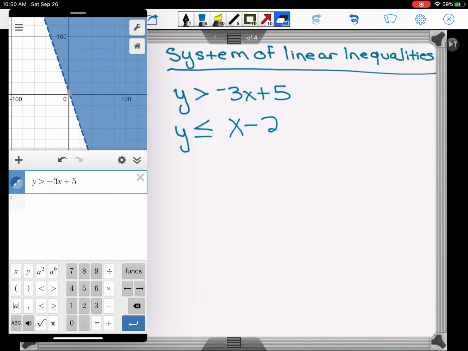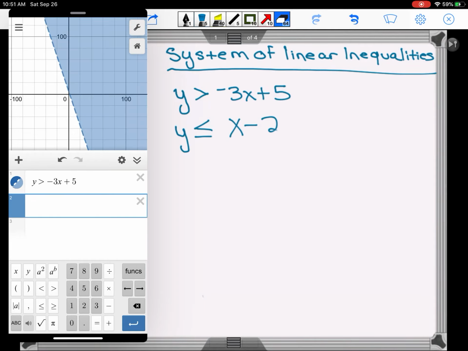It used a dashed line. It's using a dashed line because that is a greater than symbol. Whenever you have a greater than or less than symbol, it is a dashed line. Whenever you have a greater than or equal to or a less than or equal to symbol, it is a solid line. It then shaded to the right of that line. Any of the points in that blue region will satisfy that one inequality.